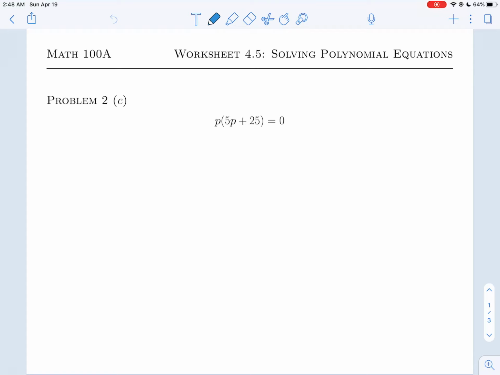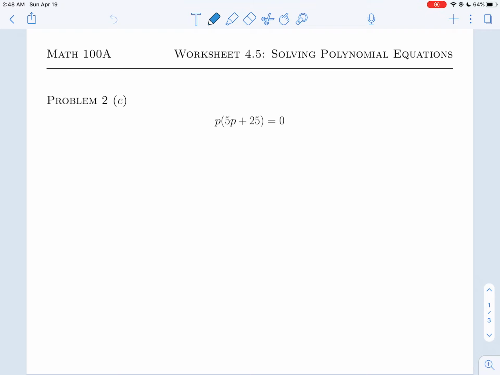In this first video with the worksheet problems, we're just going to be looking at these strict solving problems. It's just going to be an equation, find the values that satisfy the equation. In the next video, we're going to be looking at some of those applications, those word problems. So the first problem we have here is problem 2 part C from worksheet 4.5.